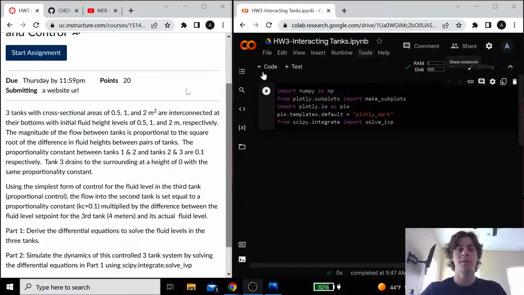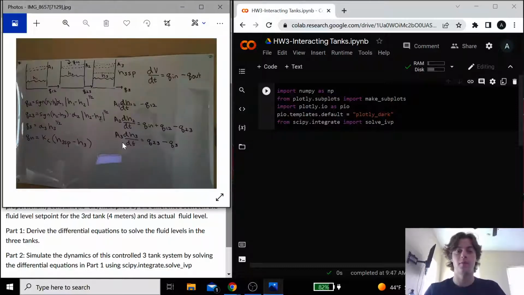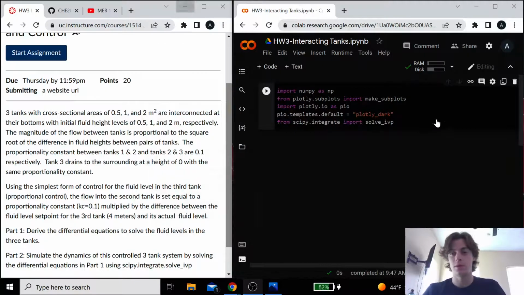Alright, so in this video, I will be using Python to simulate the height of the three tanks from the last part of the video. So here is the picture of all of our equations from the first part, and we are going to use Python and simulate the heights.